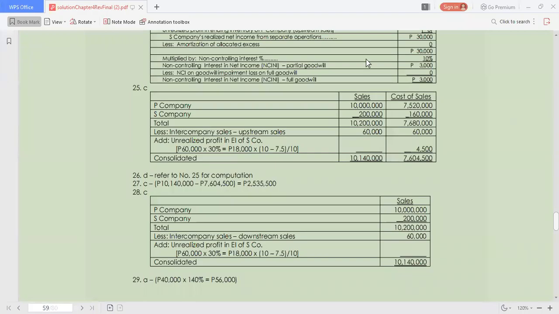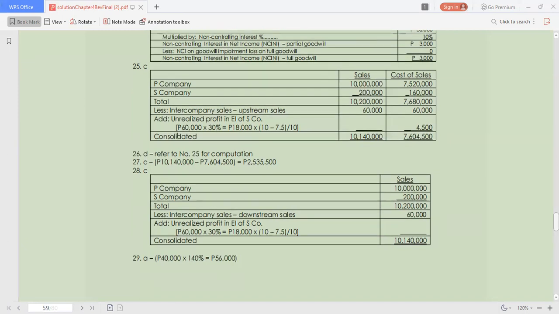So in number 28, the consolidated amount of sales is still 10,140,000. So number 28 is still letter C. Next, I have given you numbers 37 to 42. So let's now proceed to numbers 37 up to 42.